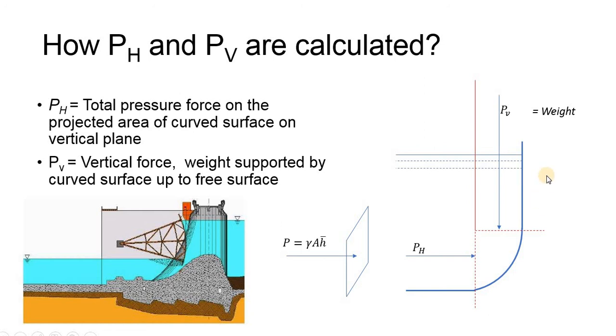And gamma of the liquid would simply give the weight, and that's about the vertical component. And once you have PH and PV, the total force would be square root of PH square plus PV square. I hope you have understood. We'll also try to follow certain numerical problems once we understand these concepts.